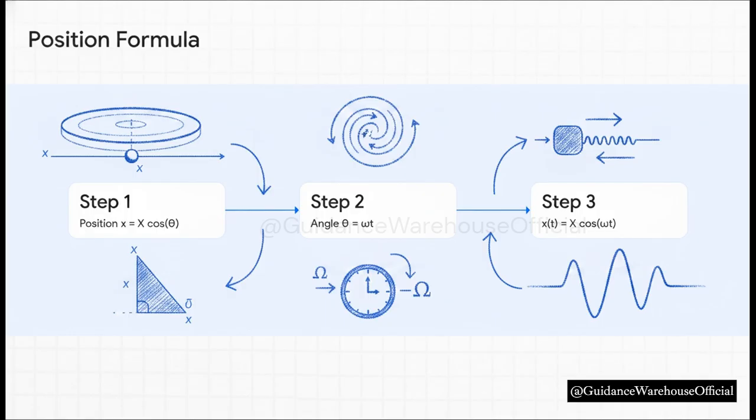Moving to step 2, we know that the angle theta is constantly changing as the turntable spins, so theta equals our angular velocity, omega, times time, t. And then step 3, we just substitute that right in, and boom! Our position formula is little x as a function of time equals capital X times the cosine of omega t. And guess what? That perfectly matches the classic formula for a simple harmonic oscillator.